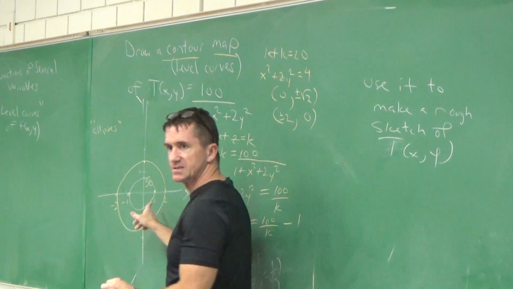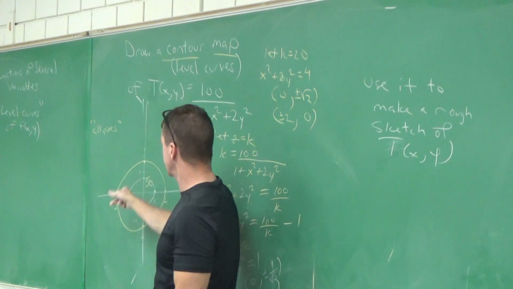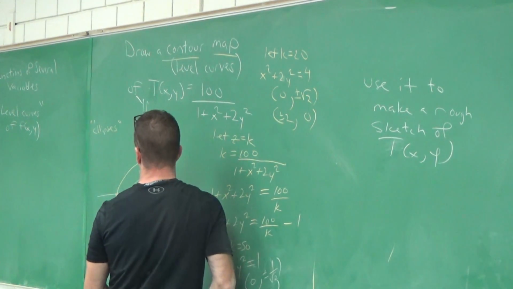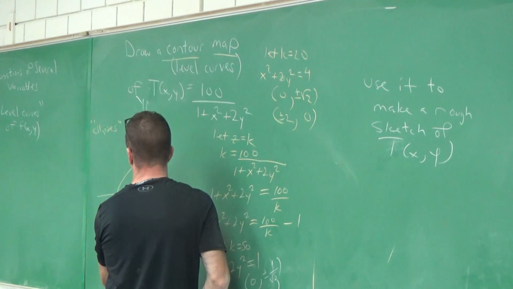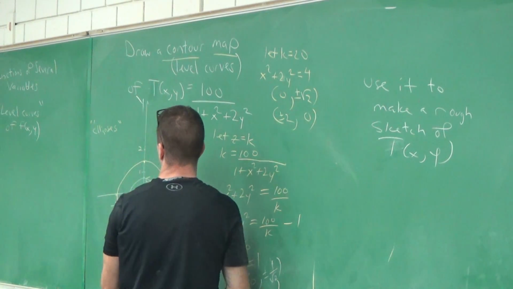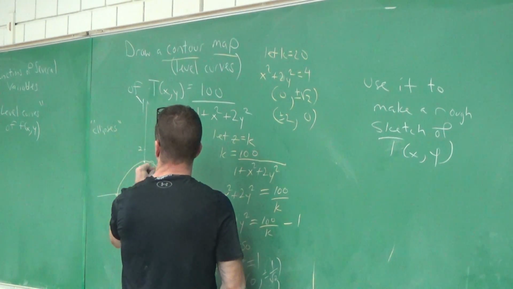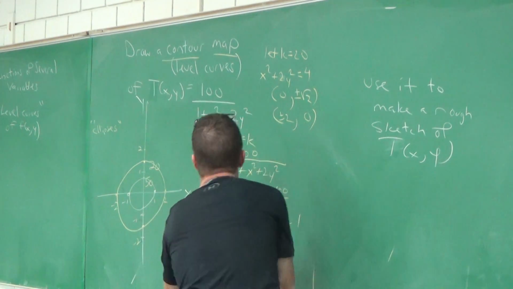It's not a circle, but it's an ellipse, isn't it? These are ellipses, not circles. Because this is negative 2 and that's 2, so it went through there. And I'm going to label this with a 20. Hey, one more level curve.